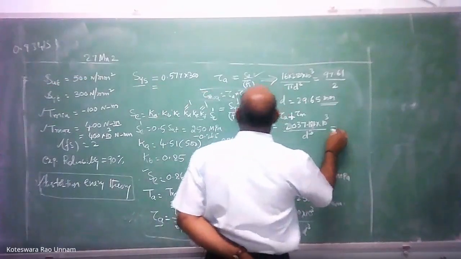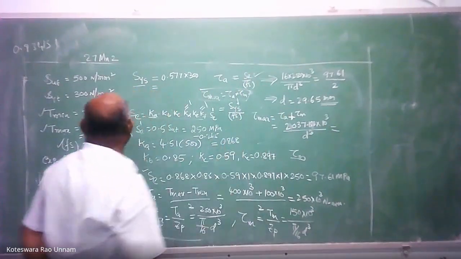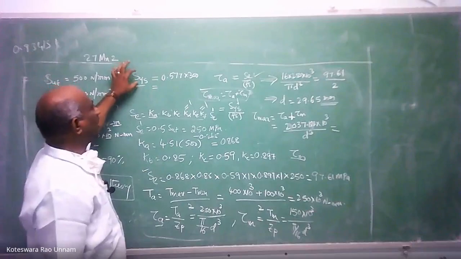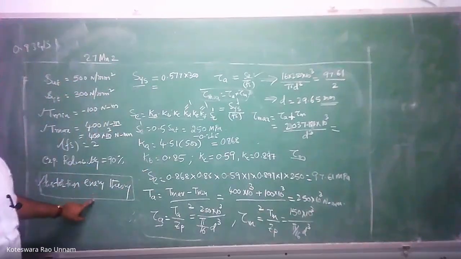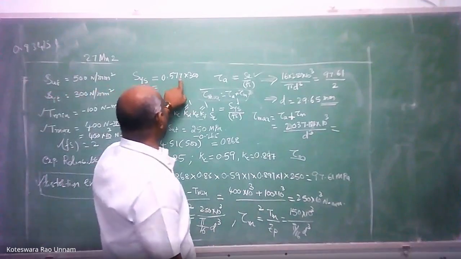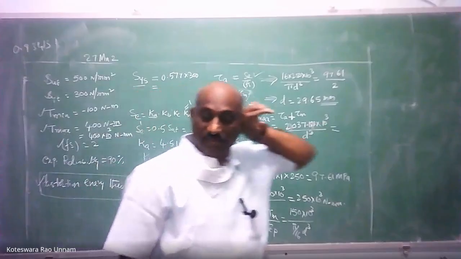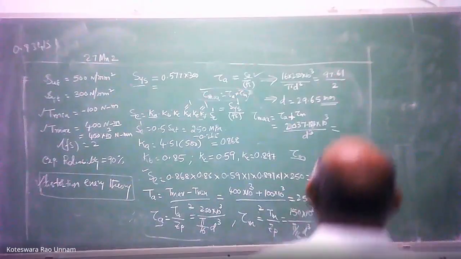Yes, sir. This should be equal to SYS by FS. What is SYS? Now you have to use this distortion energy theory. So SYS is nothing but 0.577 into 300. What is this value? 173.1, sir. 173.1 MPa.